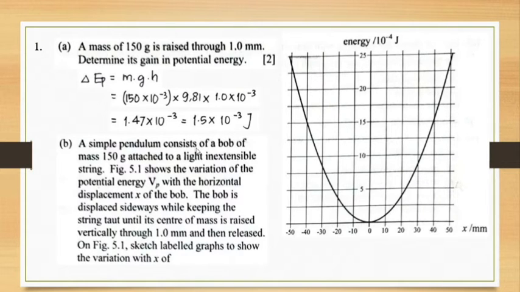Question B. A simple pendulum consists of a bob of mass 150 grams attached to a light inextensible string. This figure shows the variation of the potential energy Vp with the horizontal displacement x of the bob. The bob is displaced sideways while keeping the string taut until its center of mass is raised vertically through 1 millimeter and then released. We would like to sketch labeled graphs to show the variation with x of the total energy and the kinetic energy. And of course, you've done this before.